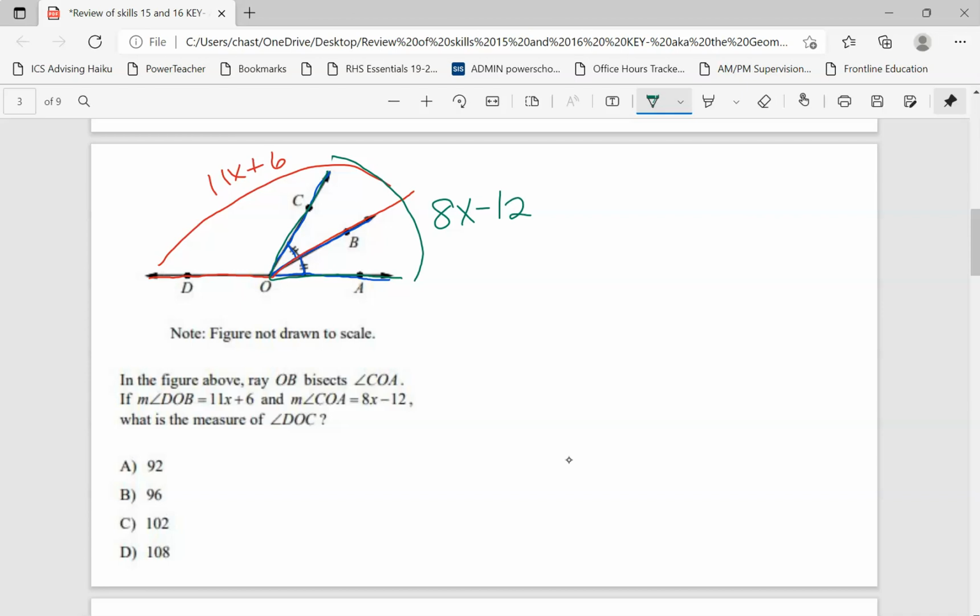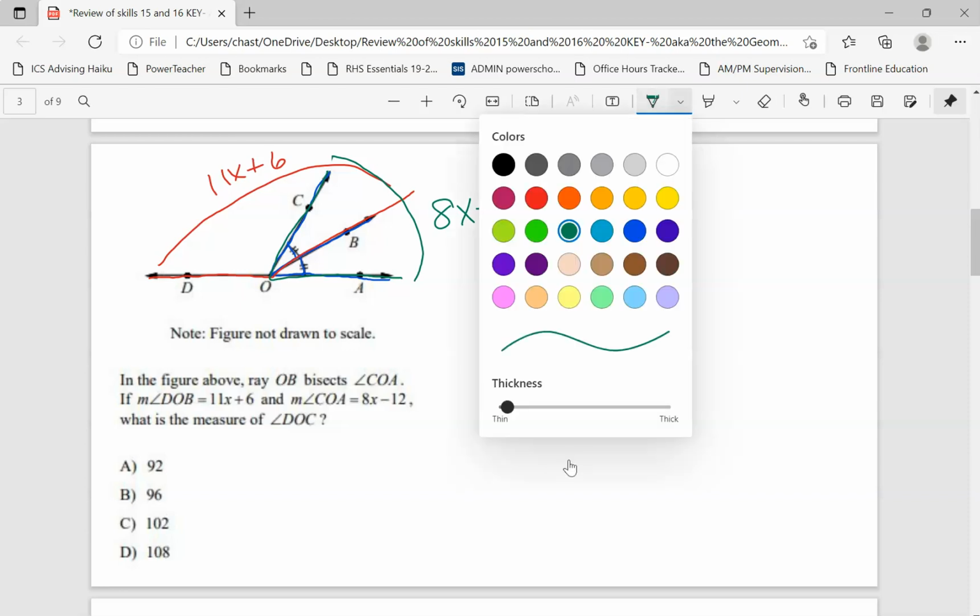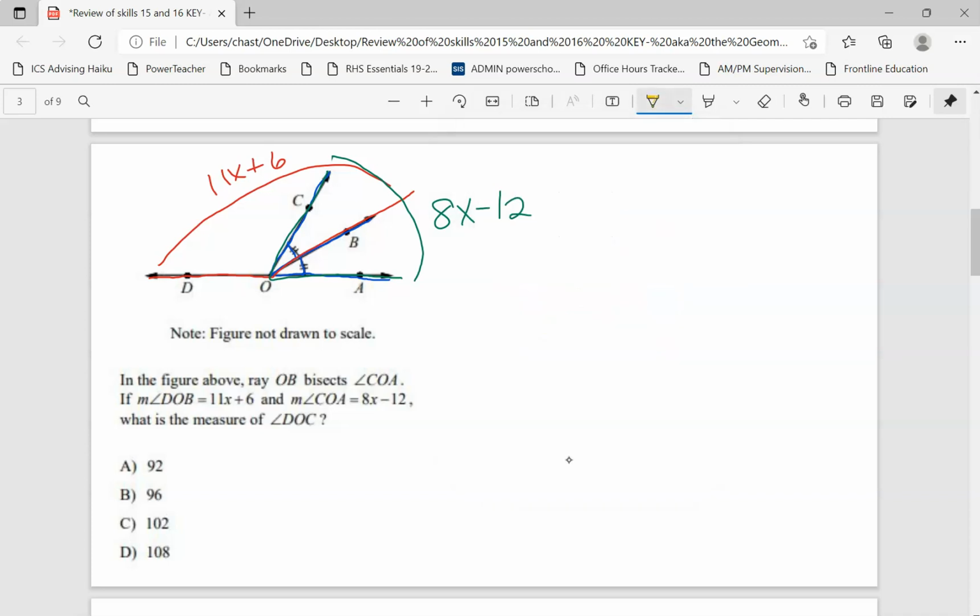All right. So DOC, I'll use a third color to illustrate that. Not blue though. Let's see what would stand out from these. Let's do this yellowish color. So we want to find DOC. So this piece right here. Okay.